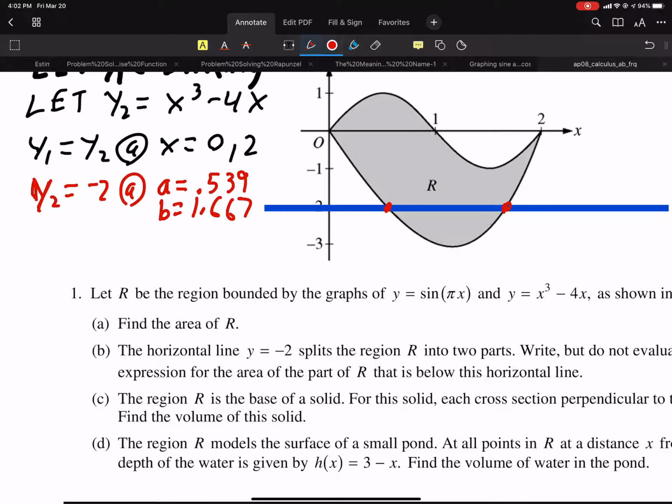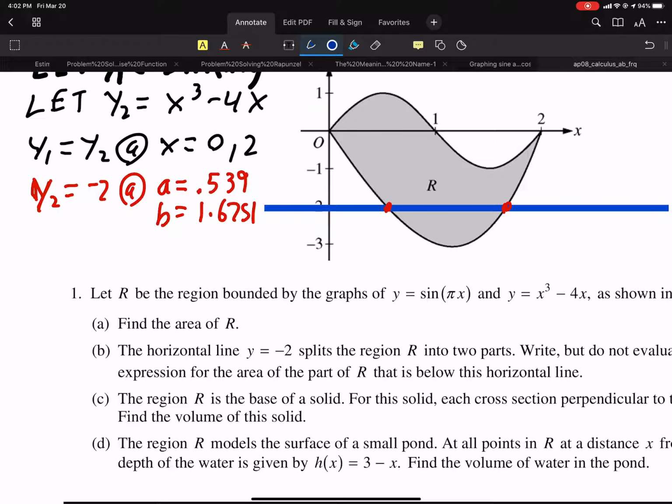Whoa, I just realized my numbers aren't right. I messed up. Let me back up and find that B correctly. Let me try it again. Second calc, intersect, 1.6751. Now I'm going to store that correct number as B. So now we're going to do the same process we did last time.